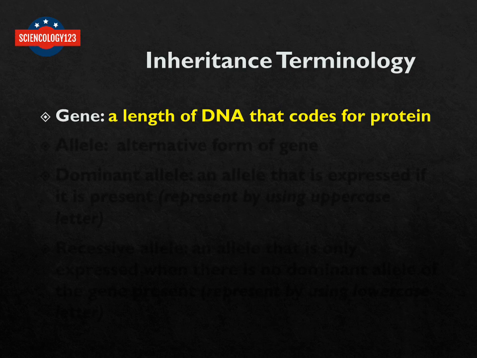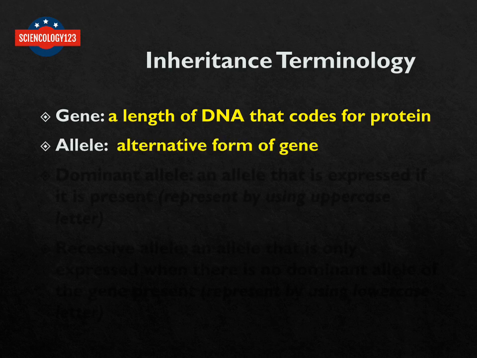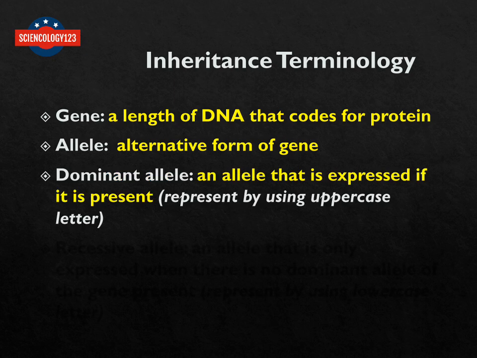Gene is defined as a length of DNA that code for protein. Allele is the alternative form of gene. There are two types of allele, which are dominant allele and recessive allele. Dominant allele is defined as the allele that is expressed if it is present. It is usually represented by using uppercase letter.